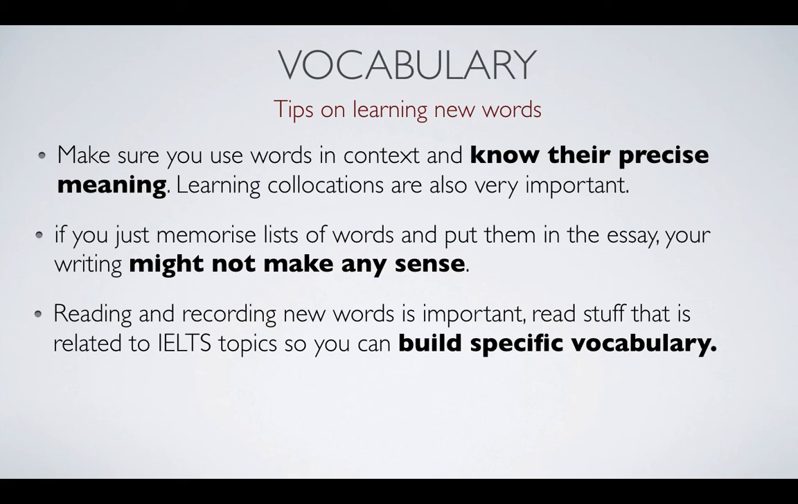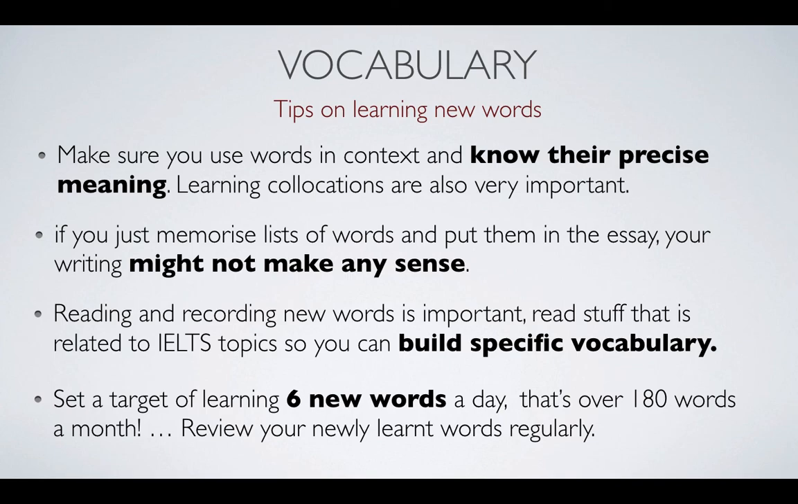So reading is important. Recording new words as you're reading is important. Read stuff that is related to IELTS topics so that you can build specific vocabulary or topic-specific vocabulary. And I advise setting a target of learning around 6 new words a day. So that would be over 180 words a month, 190 words a month, something like that. That's quite a lot, that's quite good. Review the words that you're learning. Regularly review them. It's easy to forget. And of course, make your own sentences. Practice using those words in context.